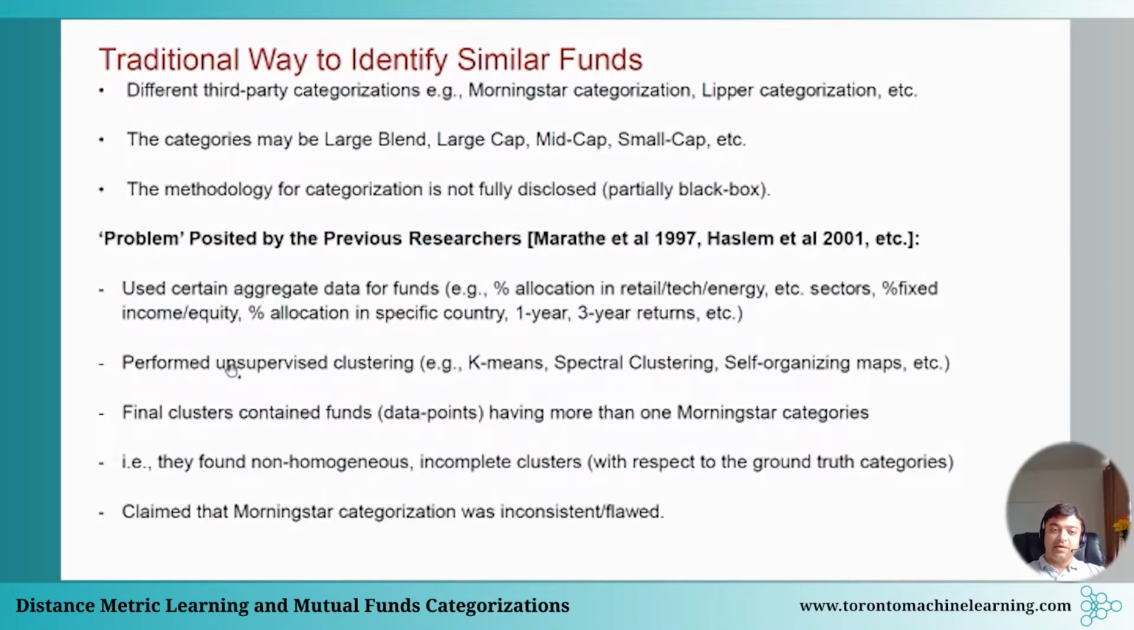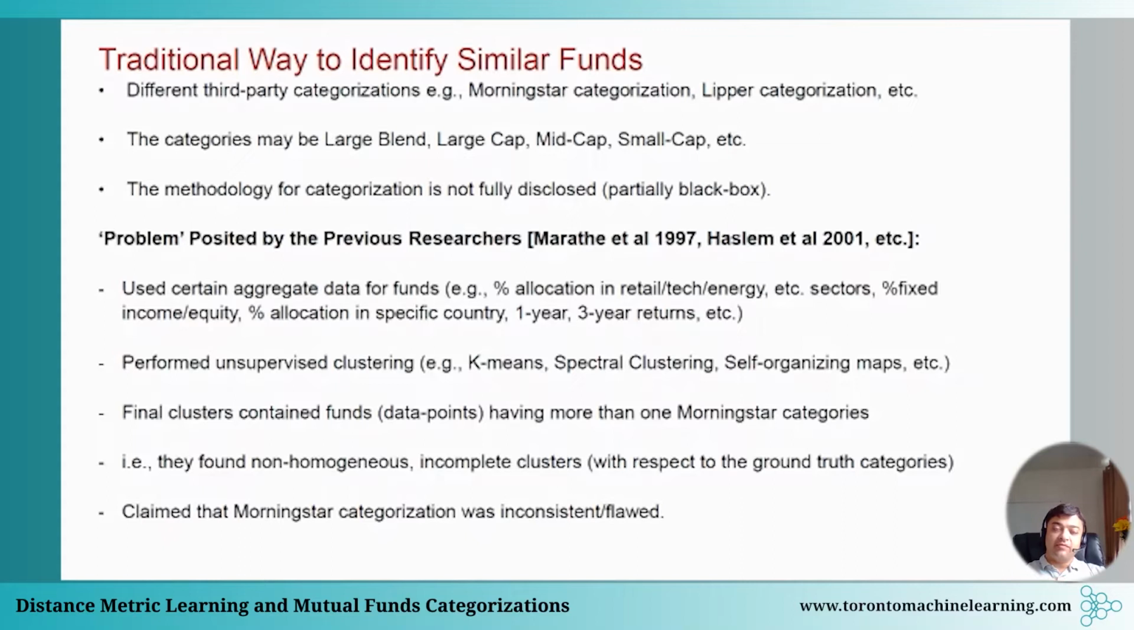And then they would perform unsupervised clustering, such as K-means, spectral clustering. Even people used self-organizing maps, which were very popular before the autoencoders, because they were also learning some embedded representations. So after doing clustering, they would try to map each of the clusters to the actual Morningstar categories for these funds.